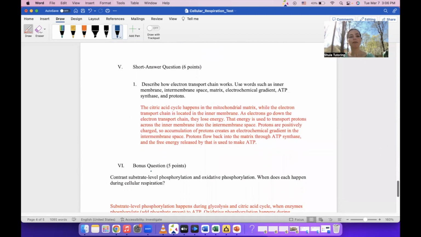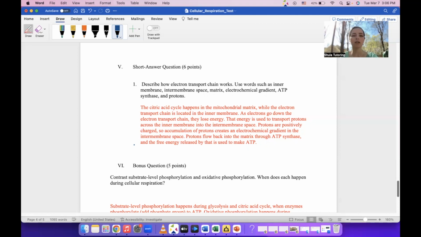So number 5, short answer question, that's 6 points. Describe how electron transport chain works. Use words such as inner membrane, intermembrane space, matrix, electrochemical gradient, ATP synthase, and protons. I wrote down the answer here because I didn't want to take the time to type it now. So citric acid cycle happens in the mitochondrial matrix, while the electron transport chain is located in the inner membrane.